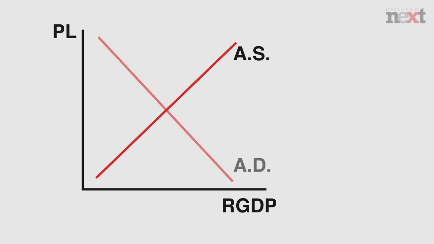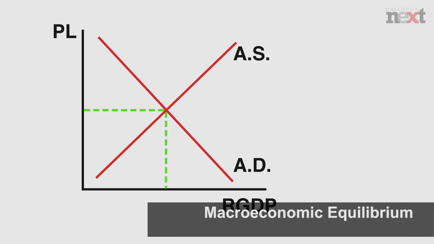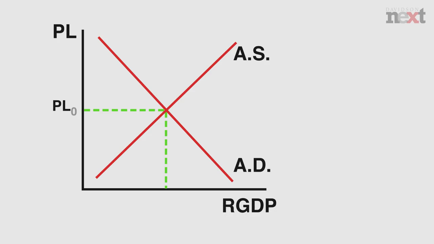So now let's put these two concepts together. We have our downward sloping aggregate demand curve and our upward sloping aggregate supply curve, and we're in equilibrium where those two curves intersect. And so in equilibrium, we have our equilibrium price level, let's call it PL0, and we have our equilibrium level of output, as represented by RGDP subscript 0.